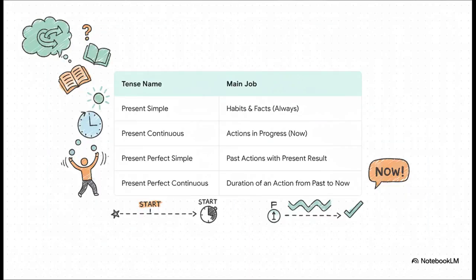All right, so let's pull it all together in a quick summary. Think of this as your present tense toolkit. First up, present simple. That's for your habits and facts, the always stuff. Then, present continuous, for actions happening right now, the temporary stuff. Next, present perfect simple, for past actions that have result or relevance in the present. And finally, present perfect continuous, all about the duration of an action that started in the past and leads up to now.